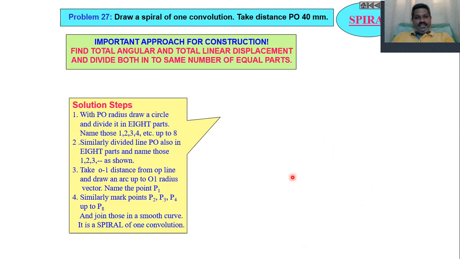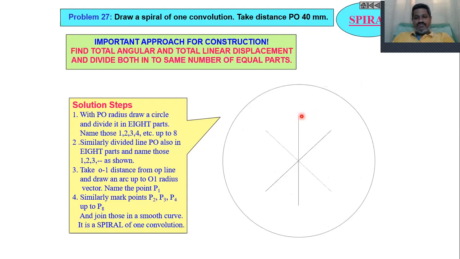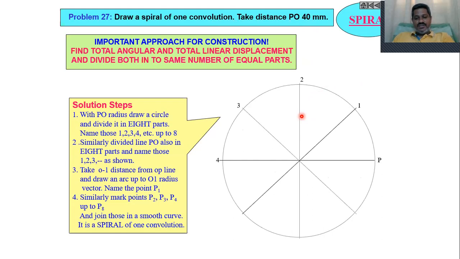Now let us see. The angle in this case is one convolution and the distance is 40 mm. With a 40 mm radius, draw a circle like this. Then divide this circle into a convenient equal number of divisions. Say in this case, I am dividing it into 8 equal divisions like this. Then name all those divisions 1 to 8 as shown in this figure, in anti-clockwise direction.